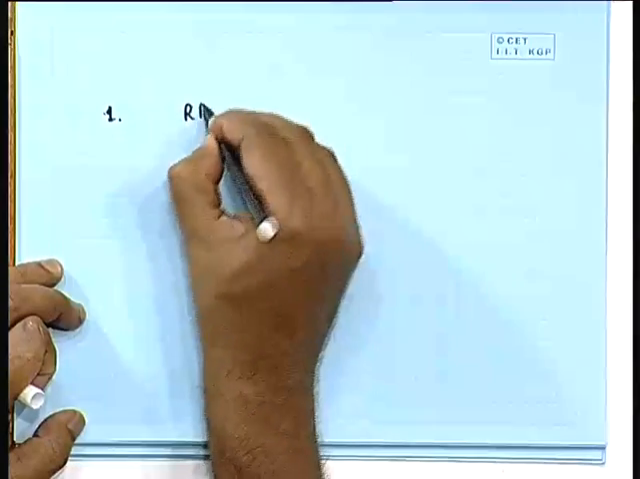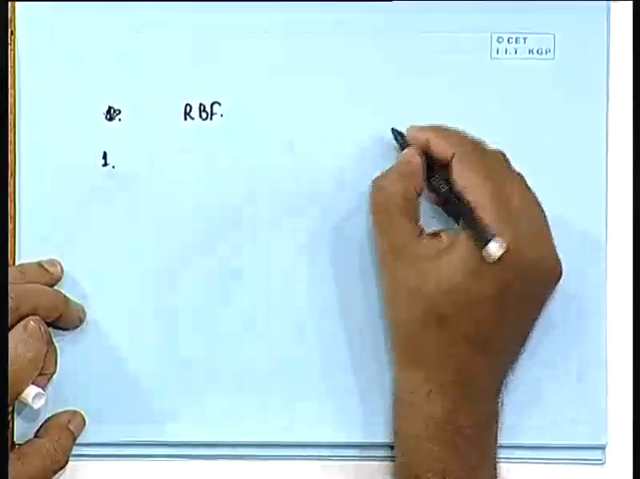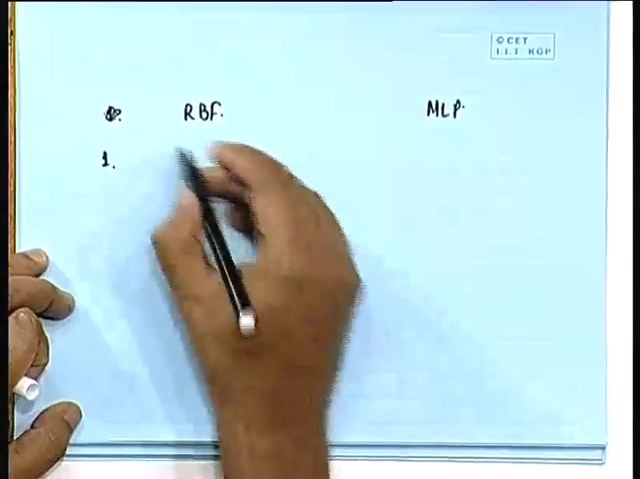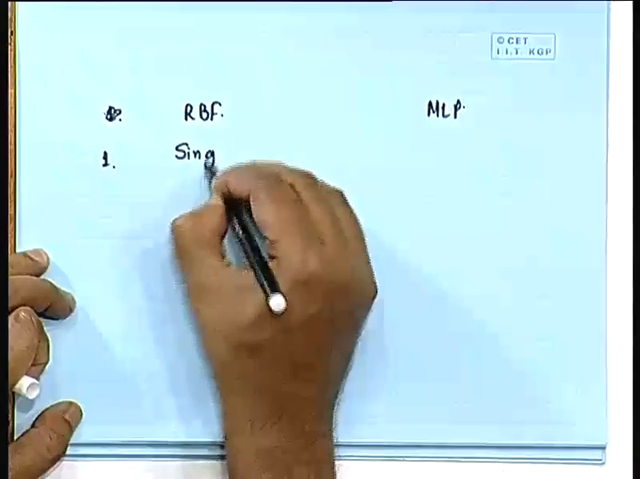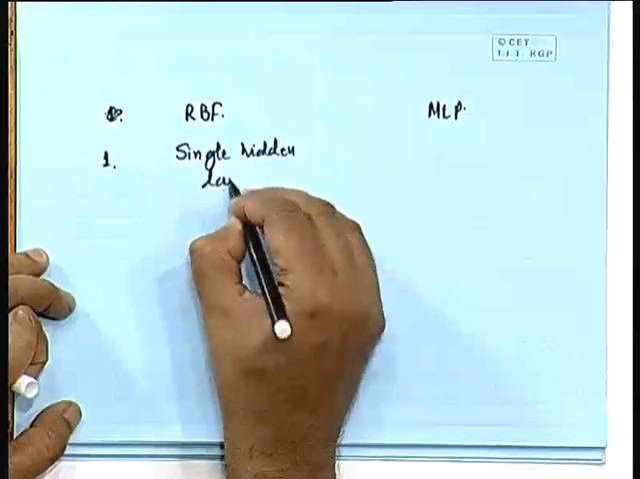So, coming to the comparison of the radial basis function network and the multilayer perceptron, there are some points that can come to our mind. Number one is that when you talk of RBF, I think we can list out the comparisons like this. We have RBF this side and MLP this side. RBF is having a single hidden layer, I mean that is in its very basic form.